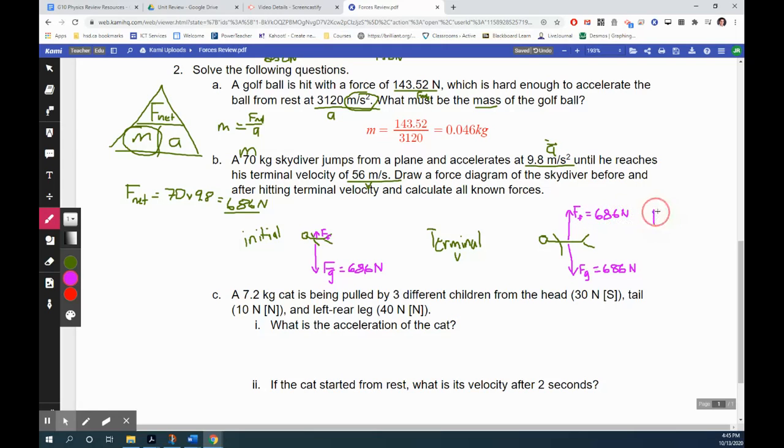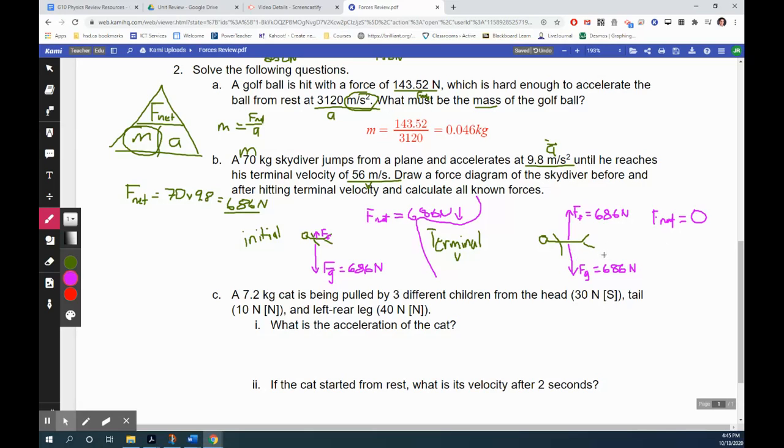So it's going to be canceling, which means here the net force is going to be 0, whereas here the net force at the beginning was 686 newtons down, right? This was before, right out of the plane, and this is once he's reached terminal velocity. And here are force diagrams, okay? The longer the line, the more force. We can calculate forces, and they're important. This is a big idea.